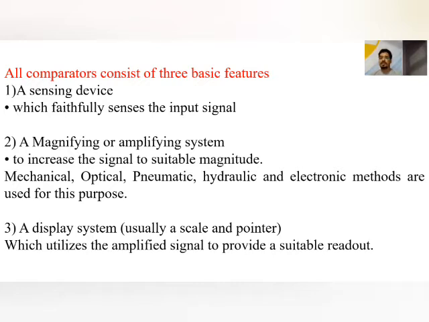It means the system which will show you the result, which will give you the value of how much the variation takes place from the standard one. So these are the three major components of a comparator. First is sensing device, next is magnifying device, and third one is the display system.